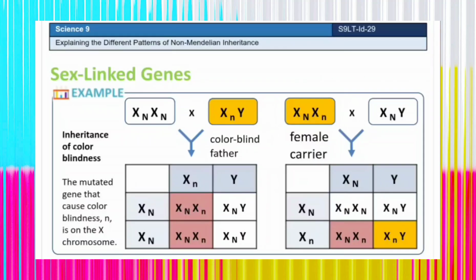Here is another example of a sex-linked gene being inherited in humans. These Punnett squares show how color blindness is passed down to the offspring. The mutated gene that causes color blindness, N, is on the X chromosome.